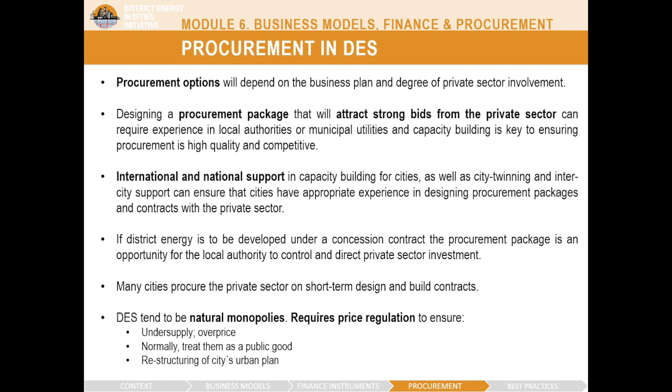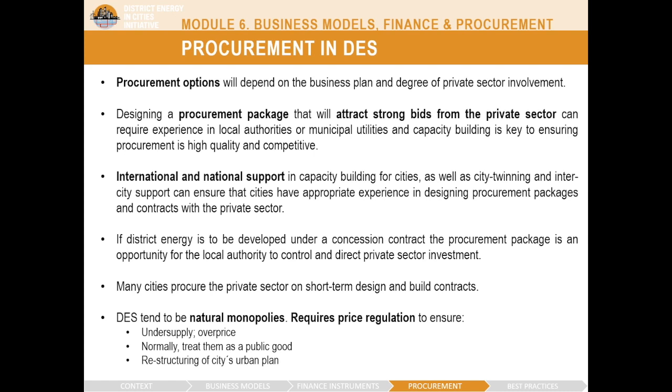Designing a procurement package that will attract strong bids from the private sector can require experience in local authorities or municipal utilities, and capacity building is key to ensuring procurement is high quality and competitive. International and national support in capacity building for cities, as well as city twinning and intercity support, can ensure that cities have appropriate experience in designing procurement packages and contracts with the private sector.